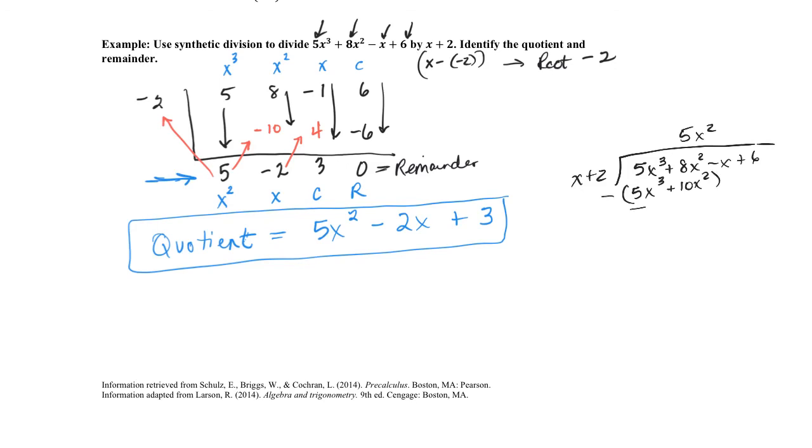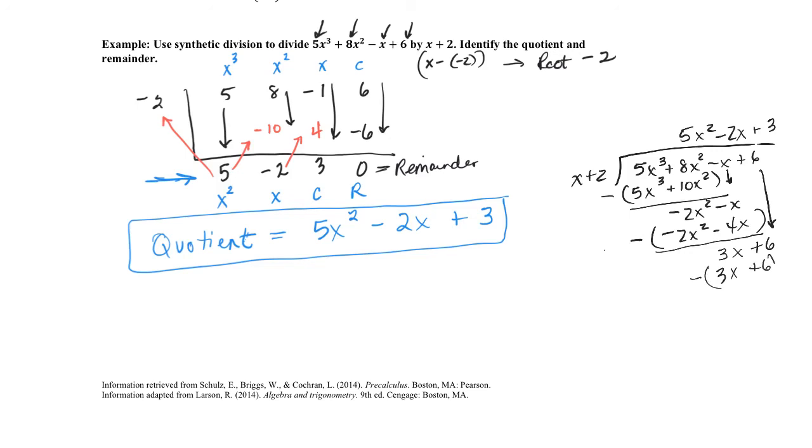And I'm subtracting. So 8x squared minus 10x squared is -2x squared. Bring down the negative x. Multiply by -2. It's -2x squared minus 4x. Subtracting. Negative x minus -4x, so that would be -x plus 4x, which is 3x. Bring down the 6. And this is 3. 3 times x is 3x. 3 times 2 is 6. Again, subtracting, and you can see your remainder is 0.